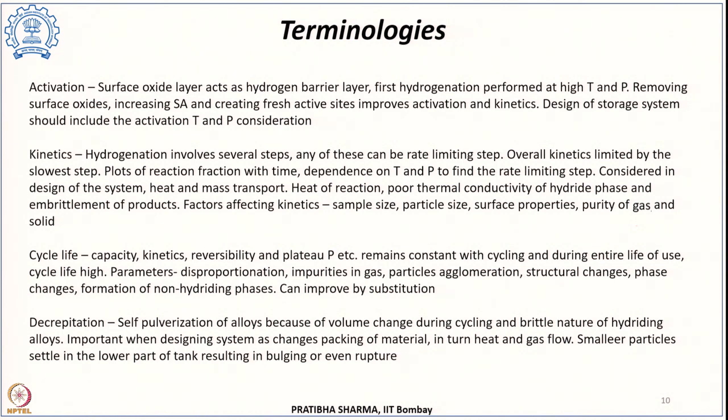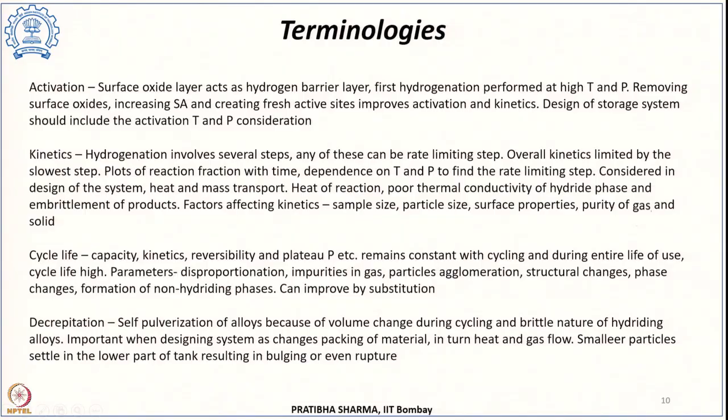One more term that we use is the cycle life. What is expected when we design a system is that the material being used should have a very high cycle life. By cycle life we mean that the hydrogen storage properties should be consistent over several cycles. That means its capacity, kinetics, reversibility, and plateau pressure should all remain constant under repeated cycling, or it should be the same during the entire life of use of that material and that system. So the desirable is that the cycle life of the material should be high.